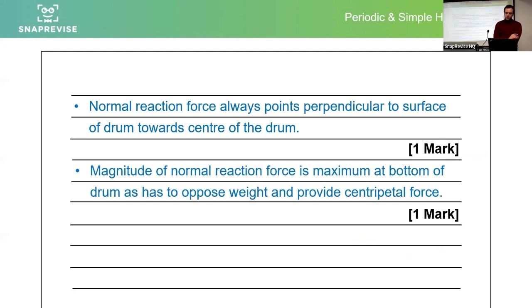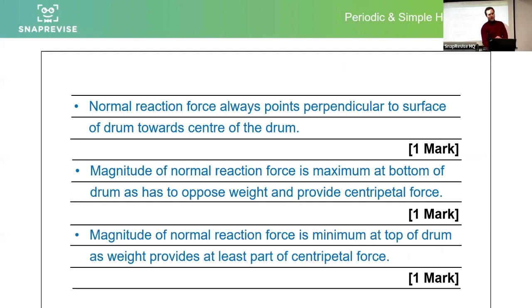The magnitude of the normal force is maximum at the bottom of the drum, as it has to oppose the weight and provide centripetal force. And the magnitude is at a minimum at the top because it provides only part of the centripetal force as the weight helps.